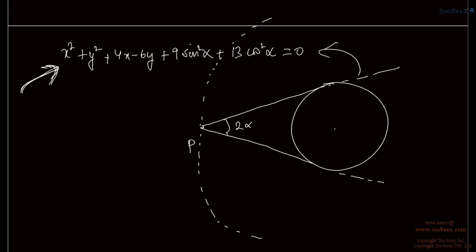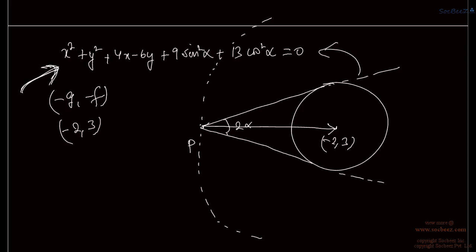So the center of this circle is minus G, minus F, which is nothing but minus 2, 3. So its center is minus 2, 3. Okay. So if we find the radius of this circle, then we can find the locus of point P. So let us find the radius of the circle.